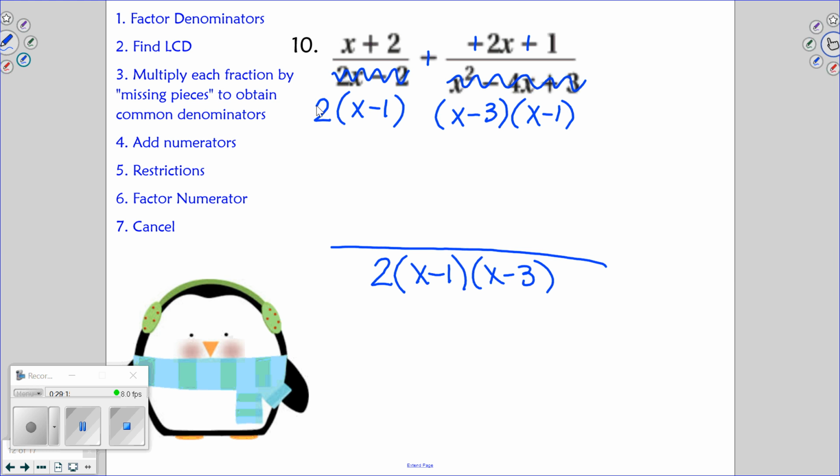Okay? So step 3, multiply by the missing piece. What is this denominator missing to look like this? It's missing the x minus 3. So that means the top needs an x minus 3.